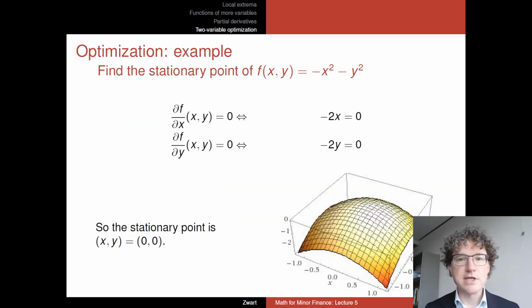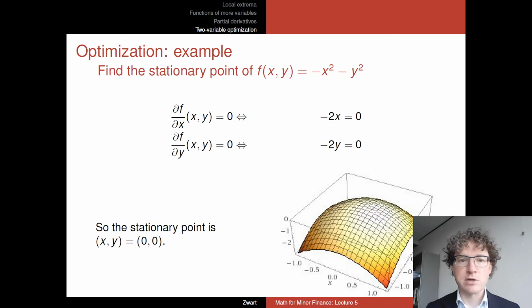So just to give an easy example, supposing we have this function f of x and y, which is just minus x squared minus y squared. The domain for this function might be the entire plane of real numbers x and y, right? It's called the plane of x and y's. But can we find a stationary point of this function? Well, what is a stationary point? It's a point at which both partial derivatives vanish.